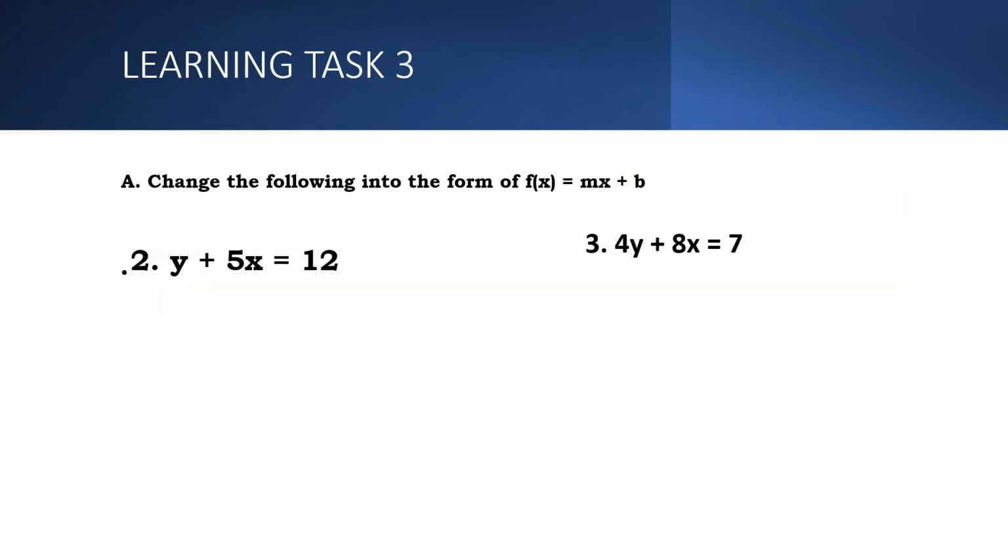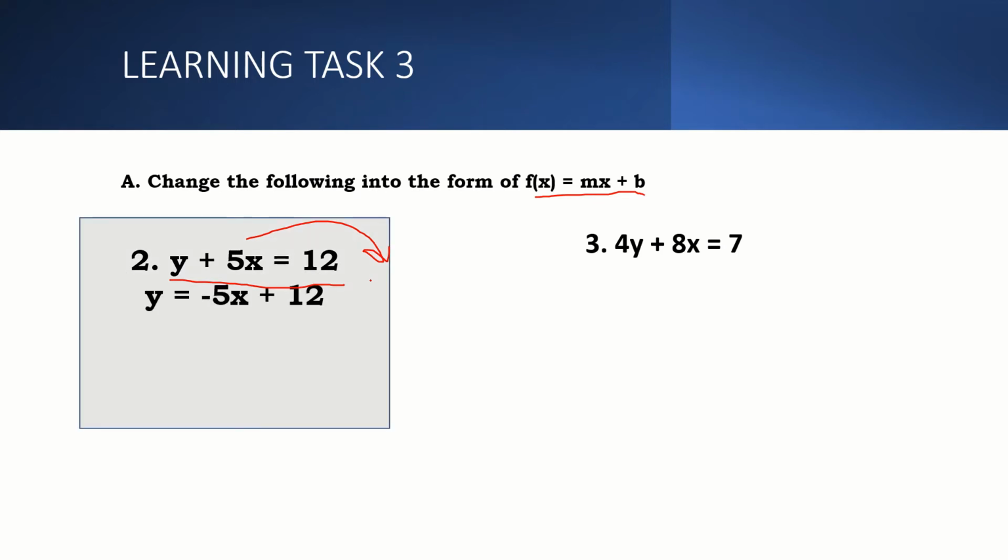Okay. So, let us have example number 2. Still, change the following in the form f of x equals mx plus b. Dito sa ating second example, wala na tayong problema kasi wala nang kasama yung y. So, ang gagawin na lang natin, ililipat natin yung 5x on the other side. So, it will become negative 5x. Ang natira na lang dito is y. Since y is the function of x, palitan lang natin yung y ng function of x. So, function of x now is negative 5x plus 12.